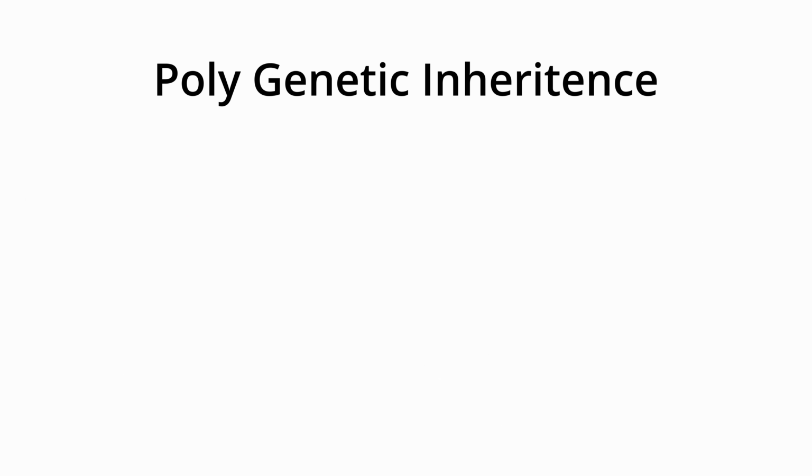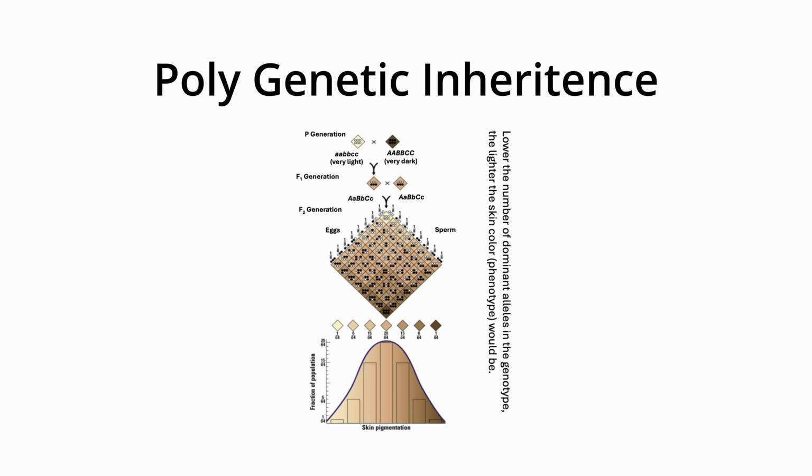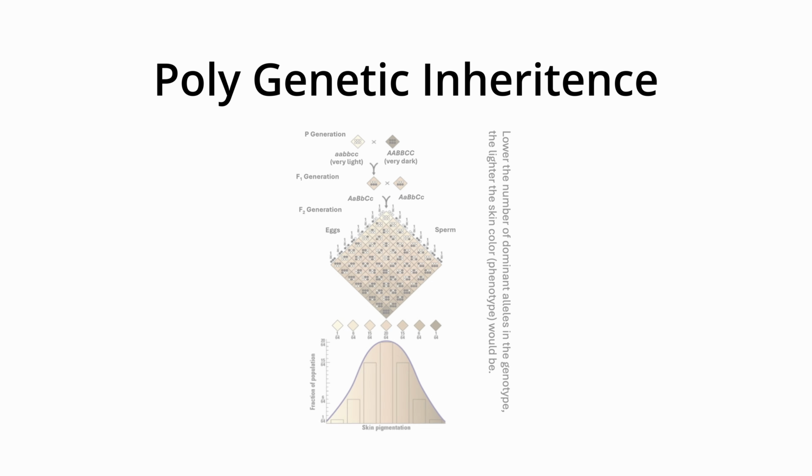Polygenetic inheritance. This is the most complicated out of the list and will probably be on the test. This is when the expression of a trait is affected by multiple genes. It's kind of like the heavy metal tolerance in the plants that we looked at in the lab portion of this class. This is called the additive effect.